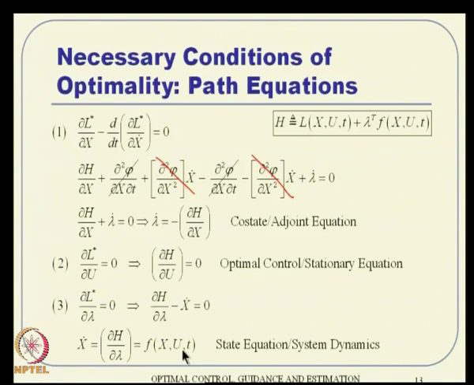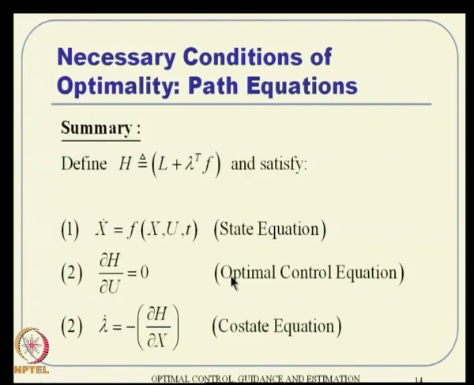So, ultimately where we landed up is the co-state equation, an optimal control equation, which is also called a stationary equation because this is just an algebraic equation, and then there is a state equation actually. So, these equations have to be solved together basically.